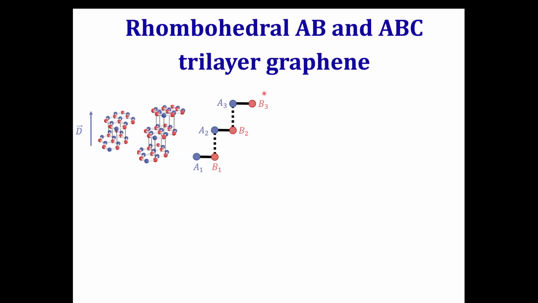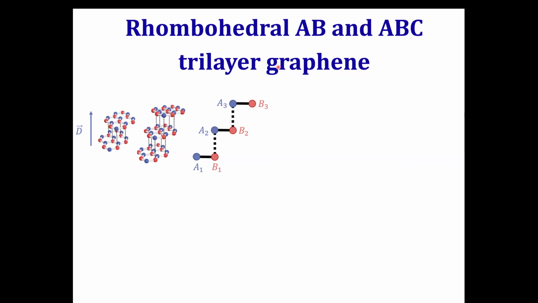Okay, but this slight difference in stacking makes a huge difference to the low energy electronic states. To the extent that, as far as the low energy physics is concerned, this is a different material than the Bernal stacked ABC graphene. And by the way, you can extend this to any number of layers. So you can have A, B, C, A, B, C, and so on.